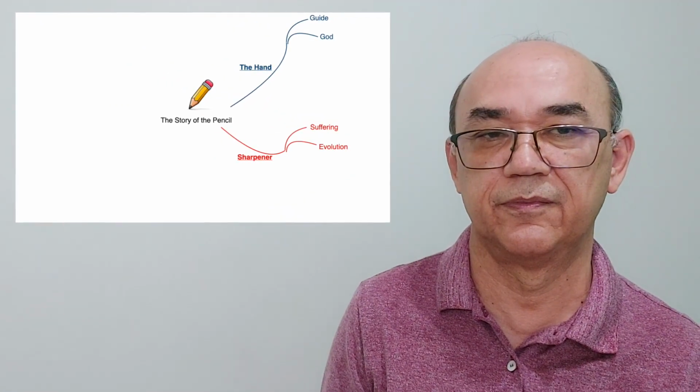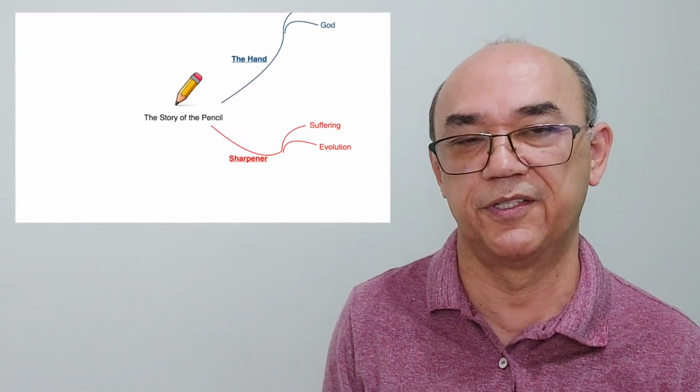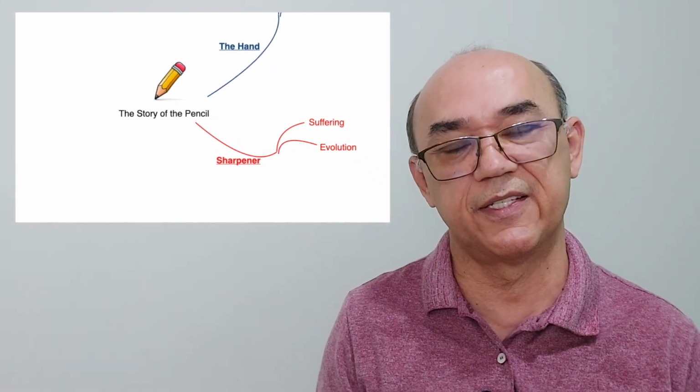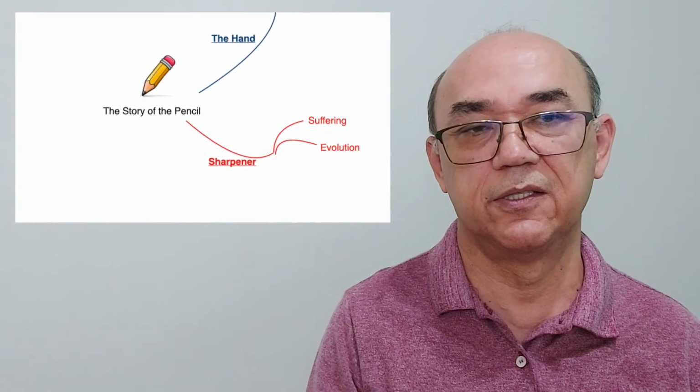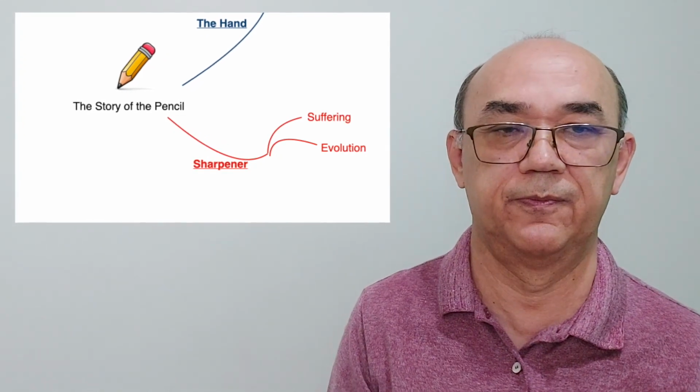So the second is the sharpener. It's the sharpener. It's not suffering, it's not evolution. So the second is the sharpener that is directly connected with the pencil. So it is also a concrete thing. So we always go from the concrete to the abstract. We will always go from the fact further on to the interpretation.